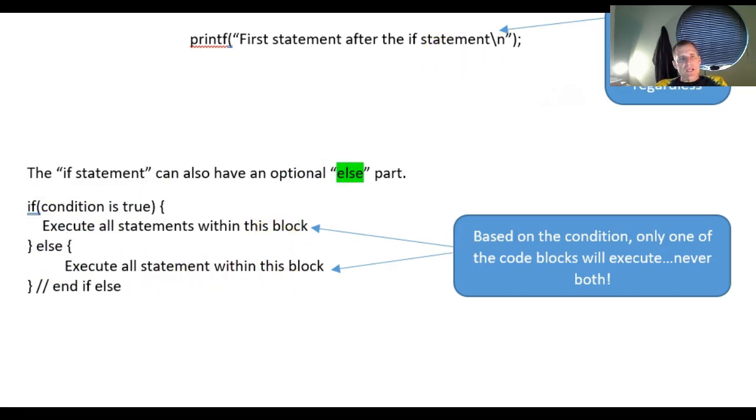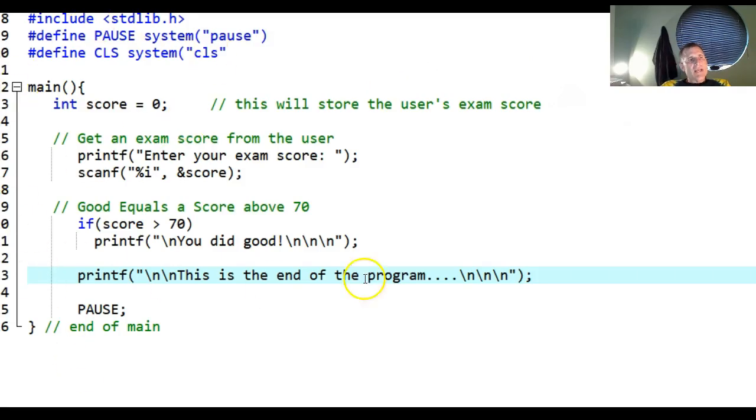So let's take a look. Here we are back in C, and we have a little program. The program is really simple. It's going to get a score from the user, like an exam score, and it's going to prompt the user to enter the score. It's going to scan it into this variable, and it's going to say, hey, you did good if your score is above 70. So if the score is above 70, it's going to say you did good. If the score is not above 70, it's not going to say you did good. It's just going to come to this line. So we're either going to get output of you did good, this is the end of the program, or just this is the end of the program.